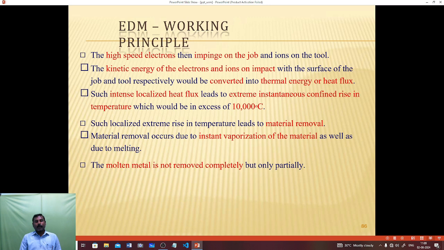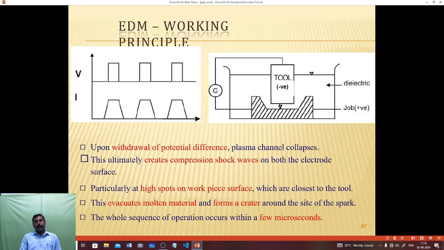The high-speed electrons then impinge on the job and ions on the tool. The kinetic energy of the electrons and ions impacts the surface of the job. Such localized extreme rise in temperature leads to metal removal. The material removal occurs due to instant vaporization of the metal as well as due to melting. The molten metal is not removed completely but only partially.